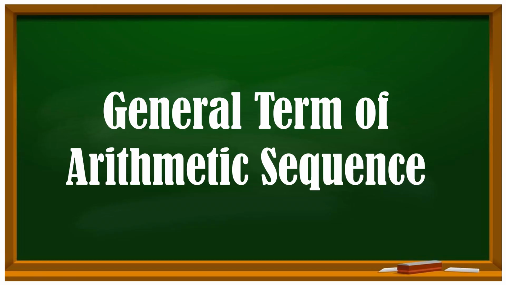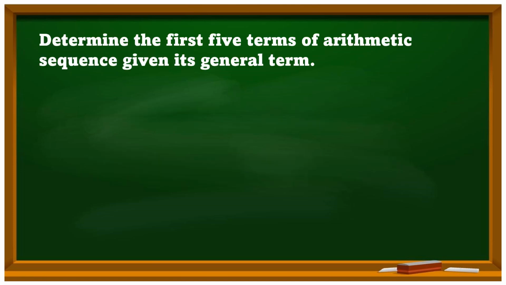In this video, we will discuss the general term of an arithmetic sequence. Let us first discuss the process of determining the first 5 terms of an arithmetic sequence given its general term. So for example, number 1, we have a sub n is equal to 5n minus 4.